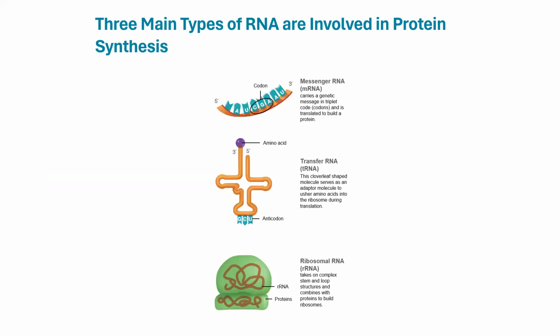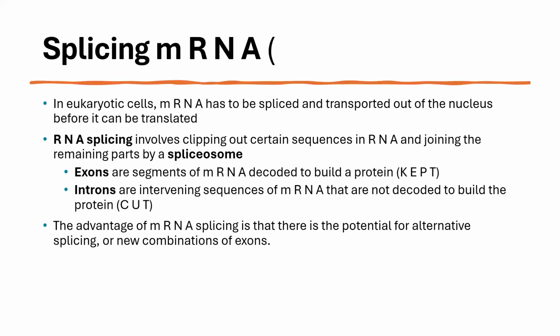So here's kind of an example of those, like in a picture format. You've got your mRNAs with your codons. You got your tRNAs that have an anticodon on one end and an amino acid on the other. And then you have your rRNAs, which are combined with your ribosomes.